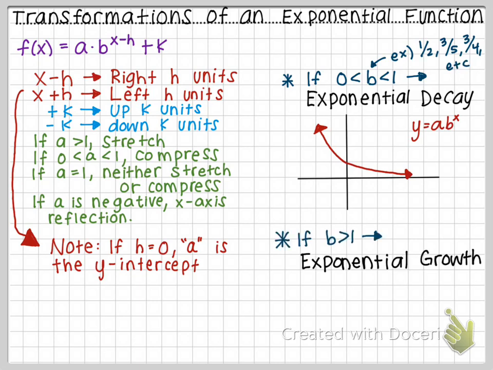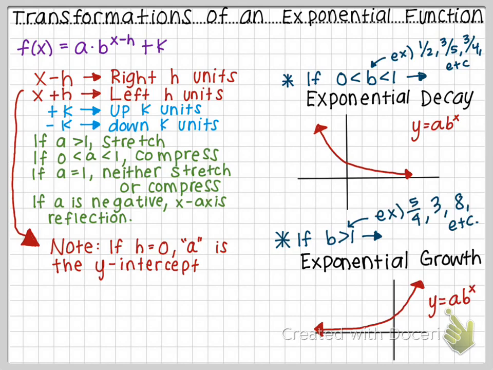If b is greater than 1, we're talking about exponential growth, and this is what exponential growth looks like. We start really small and we get really big really quick. Okay. For example, 5/4, notice this is still a fraction, just like this, but when the numerator is greater than the denominator, that means it's going to be greater than 1. So if b is greater than 1, it could be 5/4, 3, 8, etc. Then we have exponential growth.